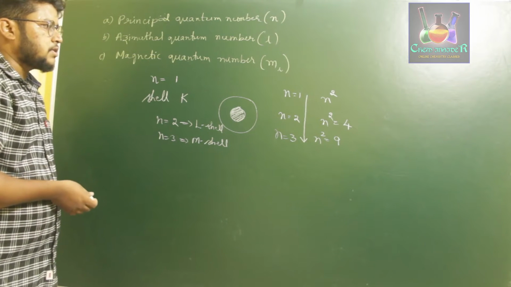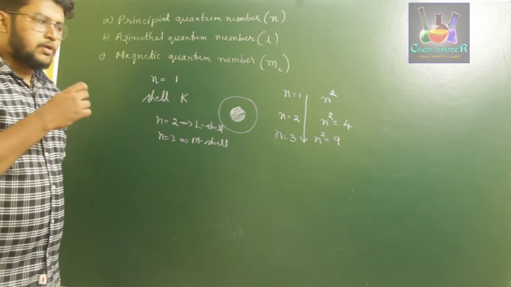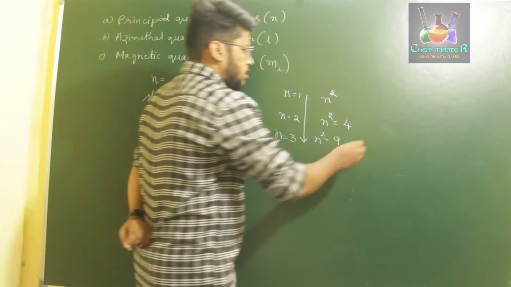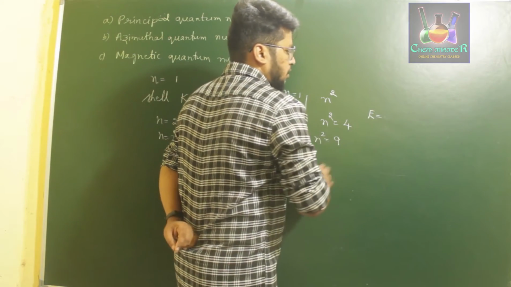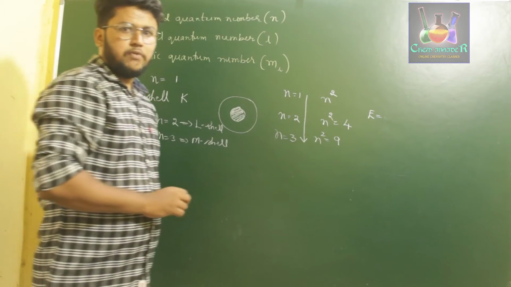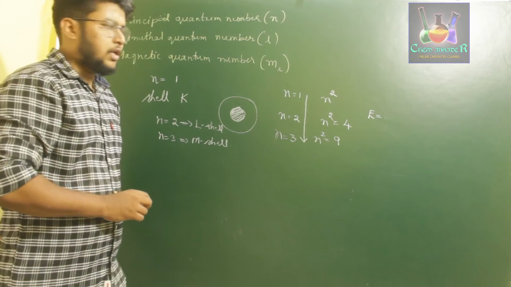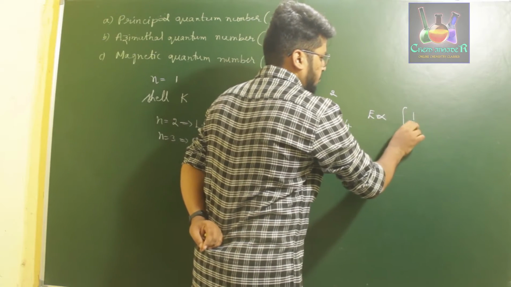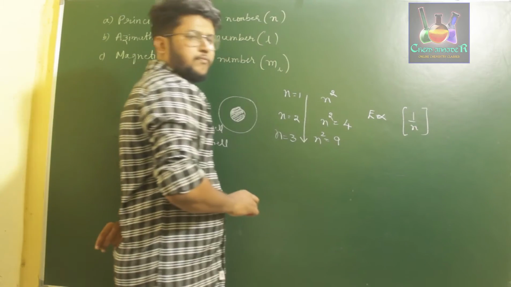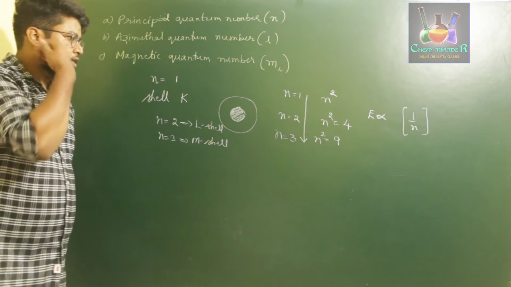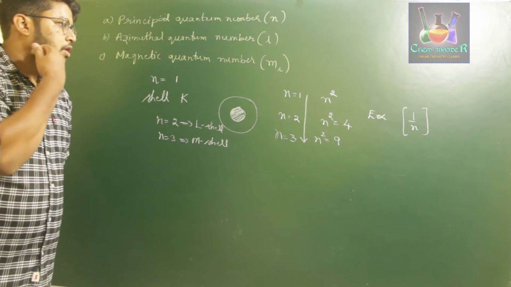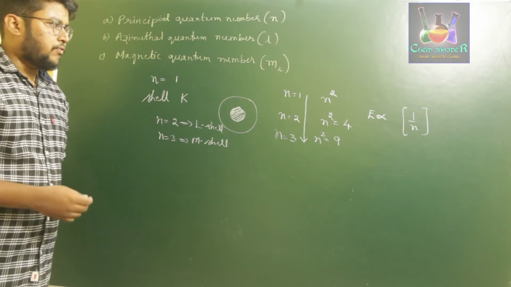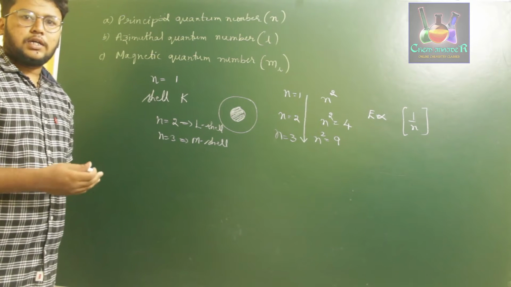If you have understood the previous topic where we had discussed energy depending upon n values, energy depends upon 1 by n square. So energy is inversely proportional to n square. So if more and more is the value of n, energy will be decreased.